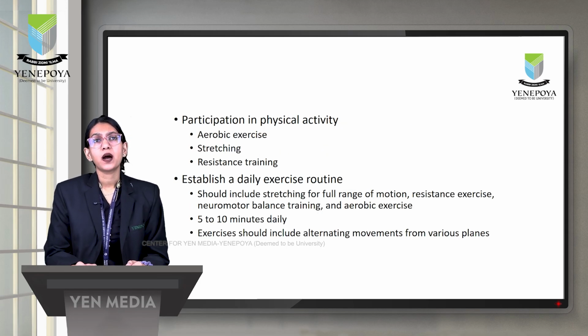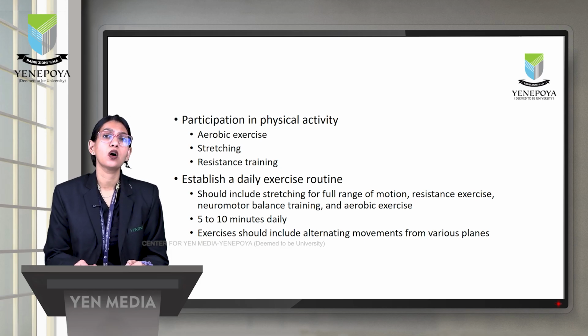Next, participation in physical activity should be encouraged, for example, aerobic exercise, stretching, and resistance training. The occupational therapist should help the client establish a daily exercise routine, which should include stretching for full range of motion, resistance exercises, neuromotor balance training and aerobic exercise, preferably for 5 to 10 minutes a day, daily. And the exercises should include alternating movements from various planes.